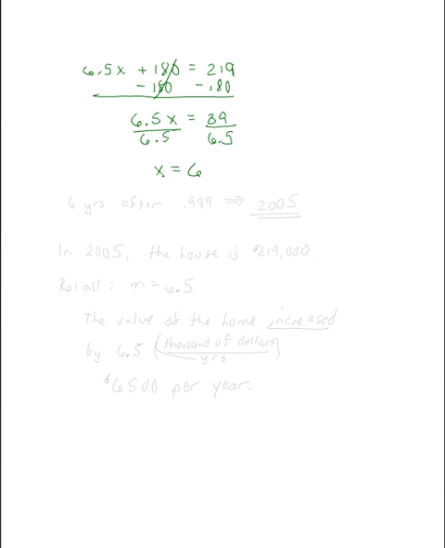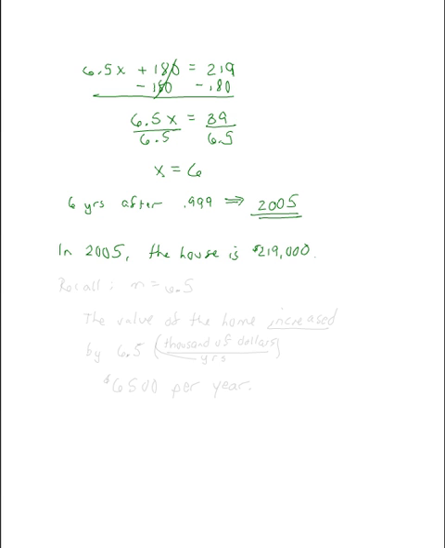Now keep in mind, this is not the year 6. This means it happened 6 years after 1999. So 6 years after 1999 means the value of the house was $219,000 in the year 2005. So in 2005 is when the house was worth $219,000.